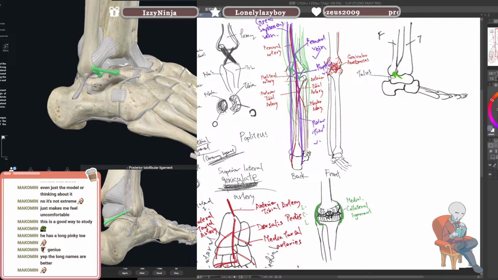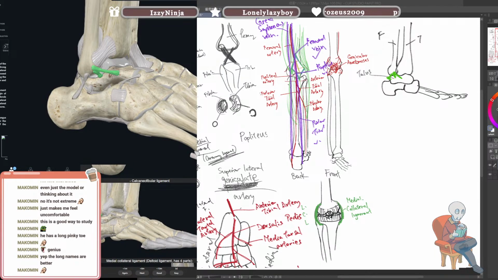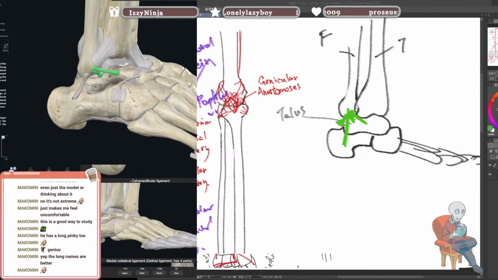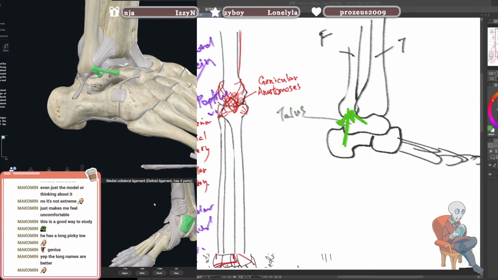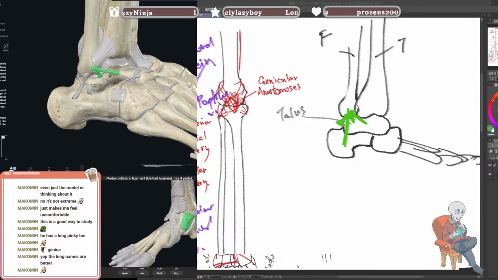This goes. And anyone else? Calcaneofibular ligament, which is fibula plus calcaneus. It's a horrible drawing. I know. And then the medial collateral ligament, the deltoid ligament, 4 parts.